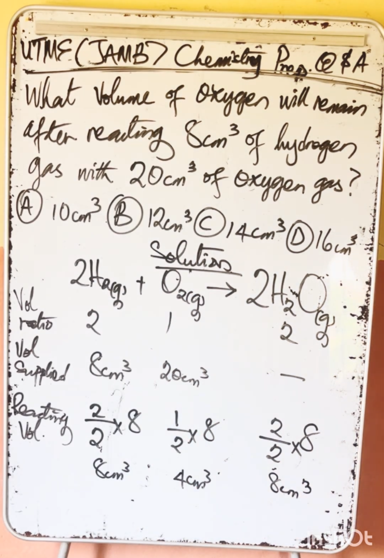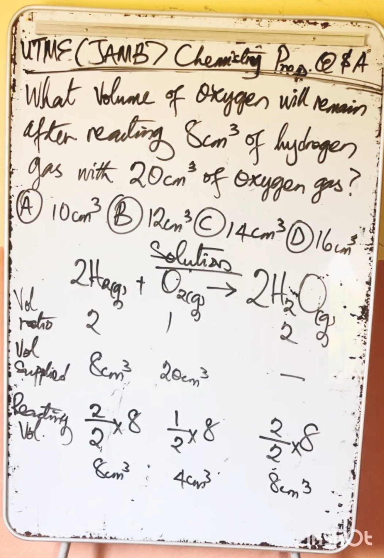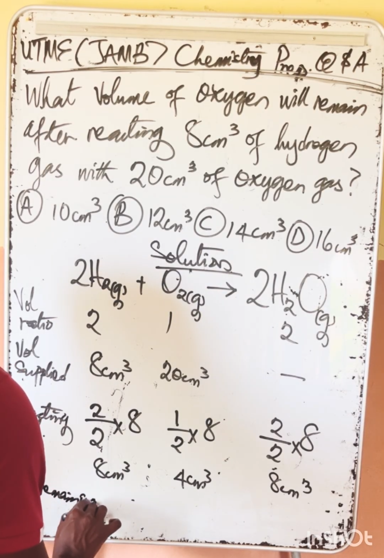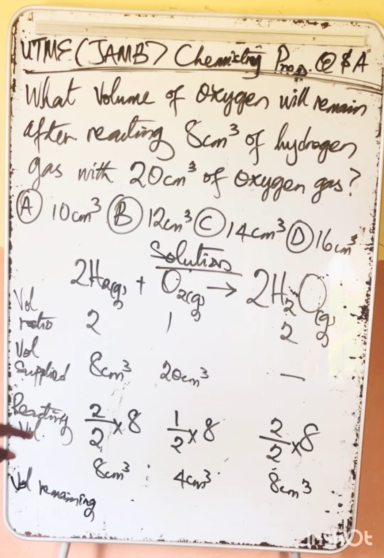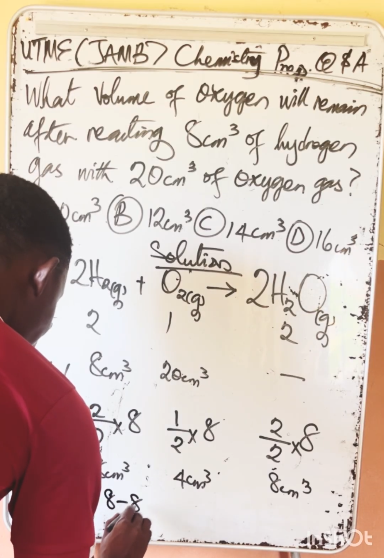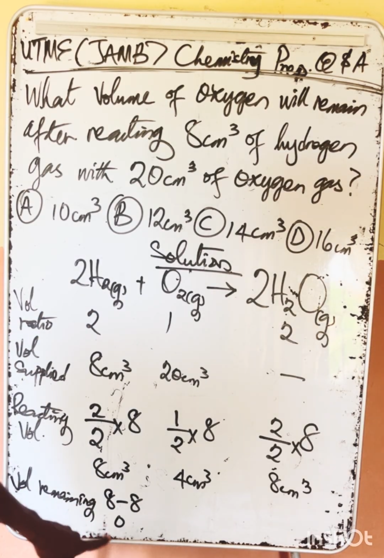So the question asks for the volume of oxygen that is left or remaining, right? So the volume remaining is simple. It will be the volume supplied minus the volume that reacted. For hydrogen, it is 8 minus 8, which is 0. No wonder it is the limiting reactant, because everything on hydrogen is used up. That's why nothing is remaining.